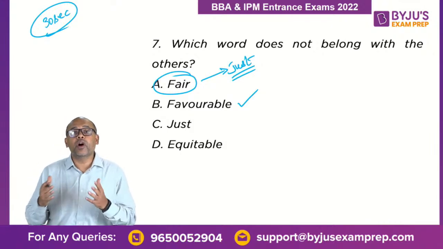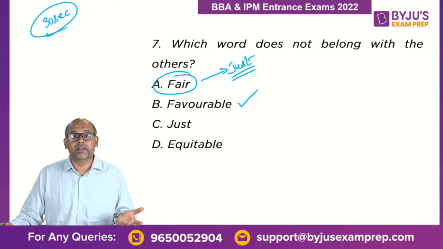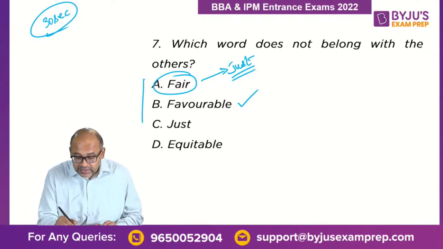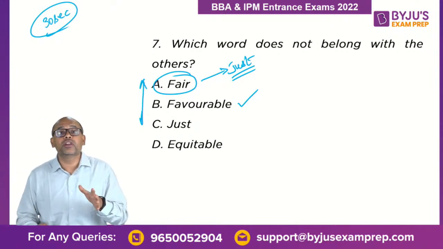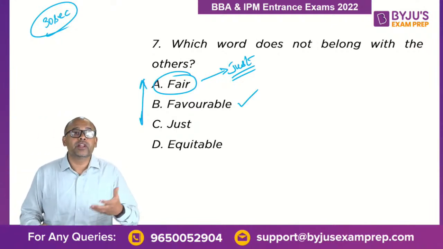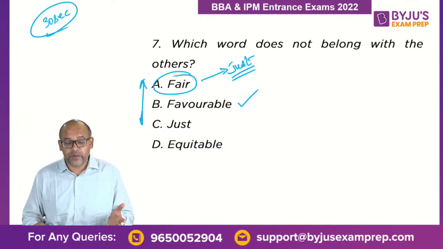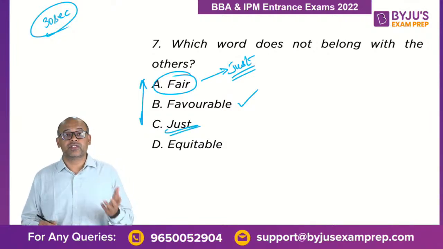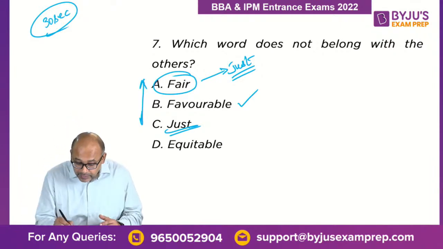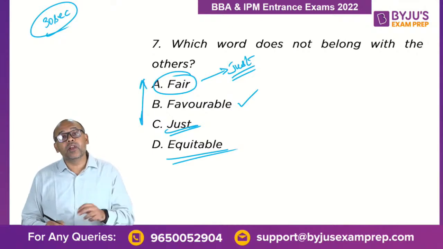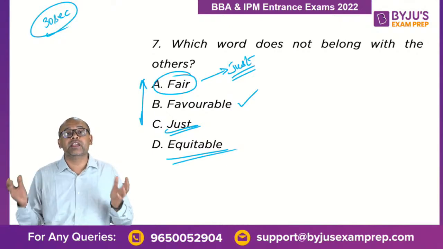So I am not being unduly favorable to somebody. I am explaining 3 things in one explanation. Fair means you are not giving over importance to somebody. You are treating everybody the same. That's called fair, which is the same as just. So these 2 are similar in meaning. The third meaning is equitable. Equitable also means the same thing. You are treating everything as equal.